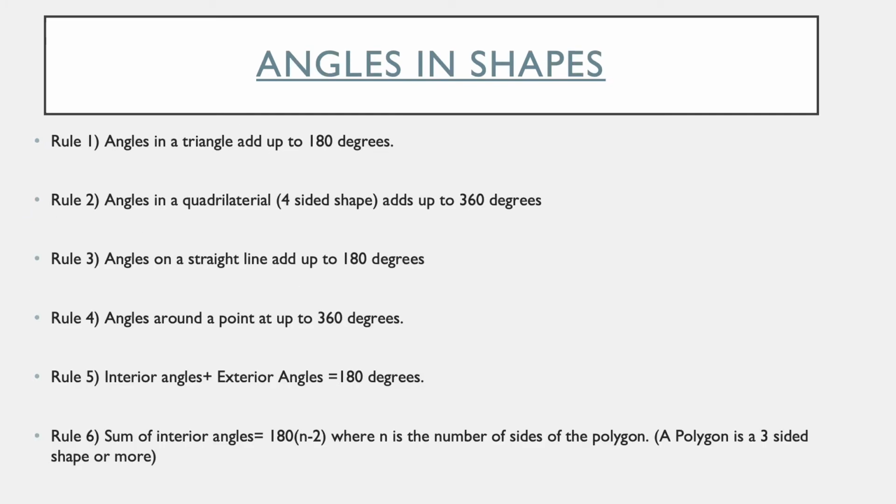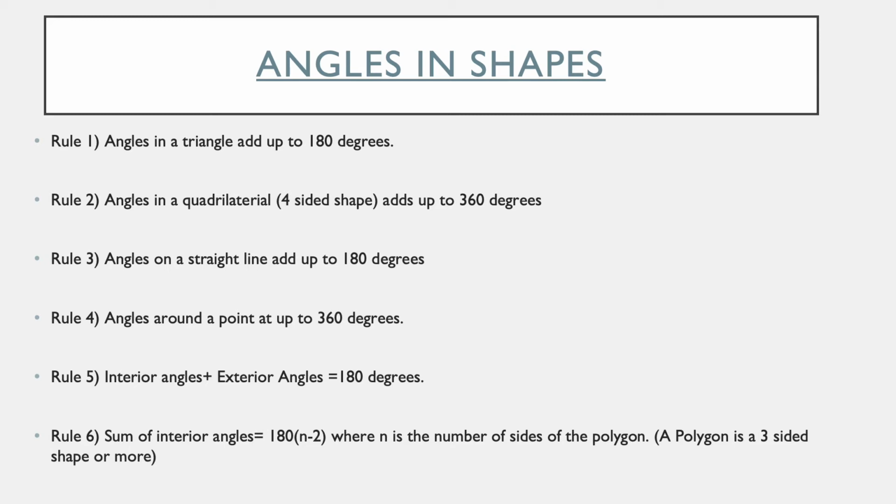Right, guys, the next part I'm looking at is angles in shapes. Rule 1: angles in a triangle add up to 180. These are just rules, guys, that you have to remember. Angles in a quadrilateral, a four-sided shape, add up to 360. Angles on a straight line add up to 180. Angles around a point add up to 360.